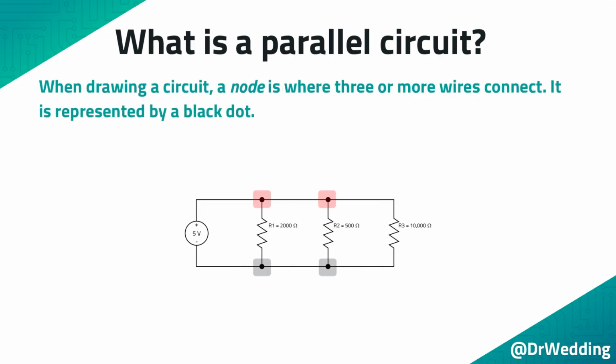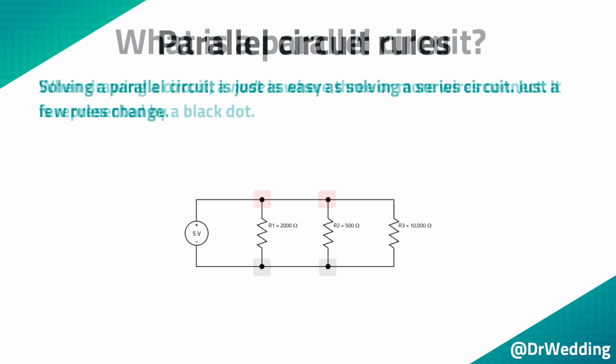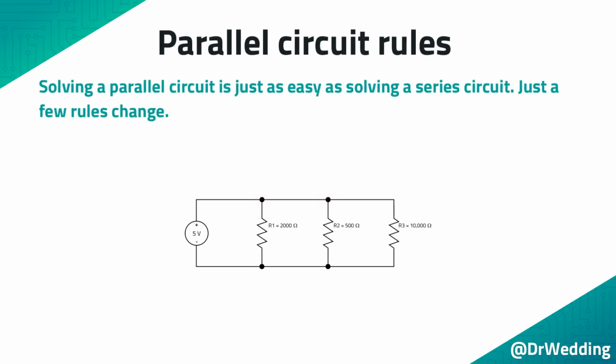When drawing a circuit, a node is where three or more wires connect. It is represented by a black dot. Solving a parallel circuit is just as easy as solving a series circuit. Just a few rules change.